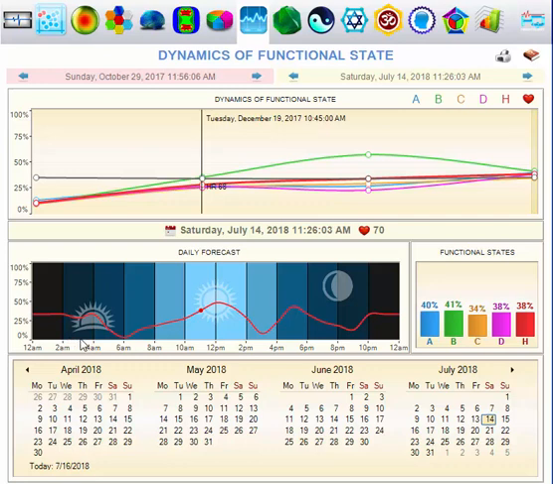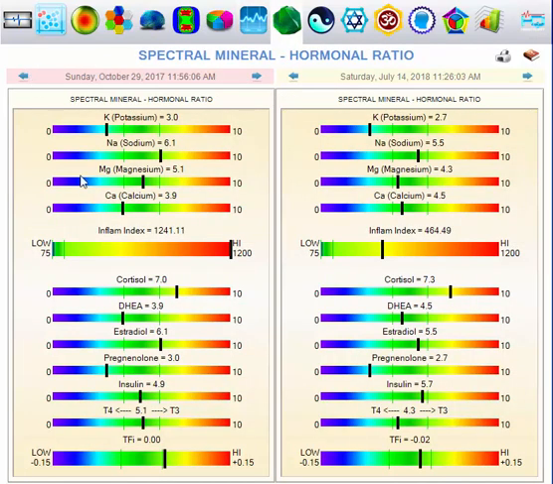Normally, early in the morning it's going high, and then during the day it's stable, and during the evening it's trying to lower a little bit, so the brain and all neurohormonal regulation goes to the more relaxing phase and then the more anabolic phase. Then we're looking at the inflammatory index in the minerals spectrum, the minerals and hormonal ratio spectrum.